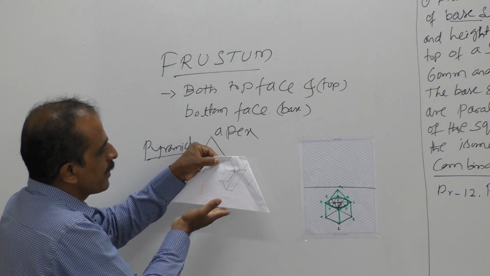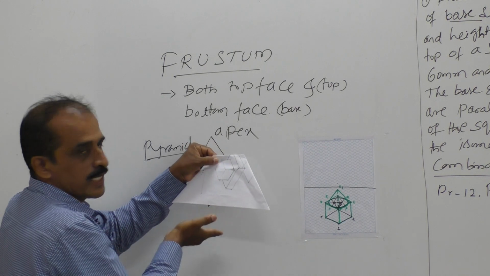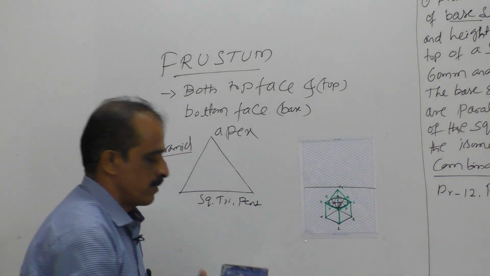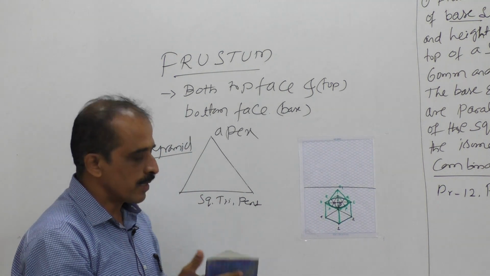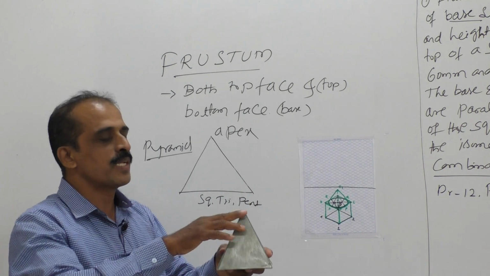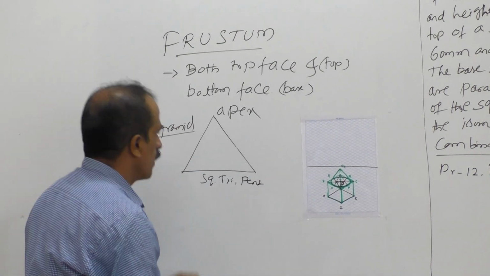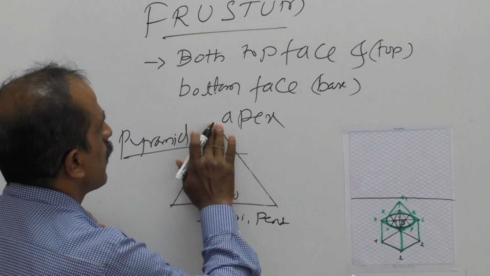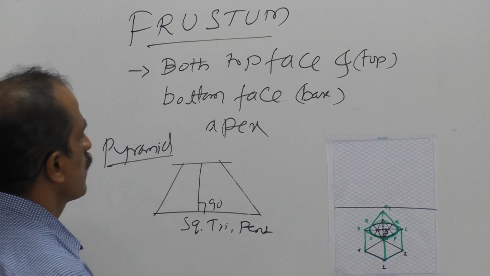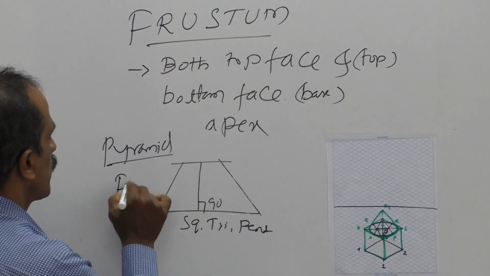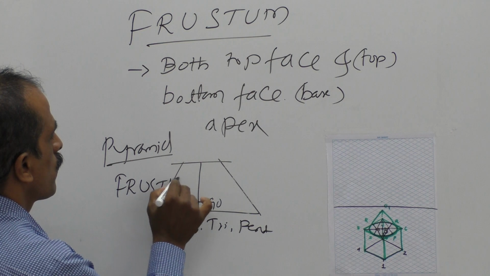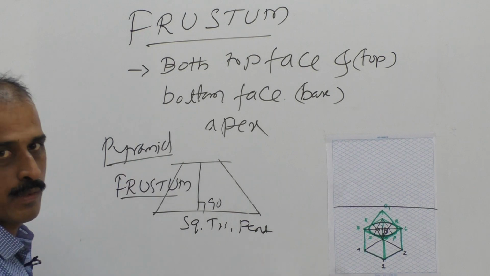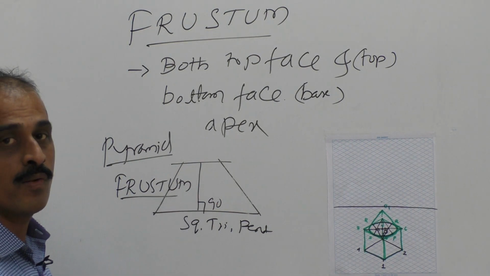That means if it is a pentagon, this is also a pentagon. If it is a hexagon, this face is also a hexagon. That means the bottom face of a square and the top face of a square are both squares. At that time, there is no existence of an apex. That means if you cut this object exactly 90 degrees to this axis, an exact cut, and remove the top portion, this is the removed portion. Now it is called a frustum. This is exactly what frustum means. Both top face and bottom face are of the same shape, only there is a change in dimension.